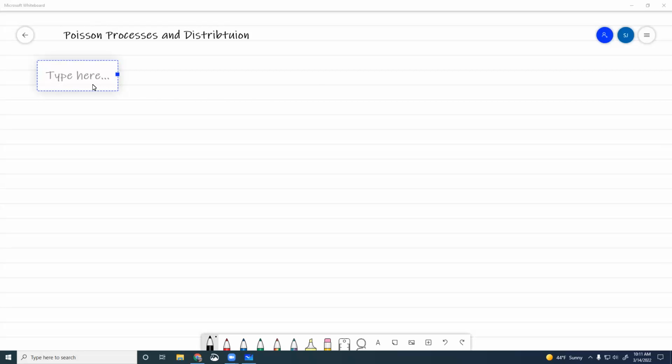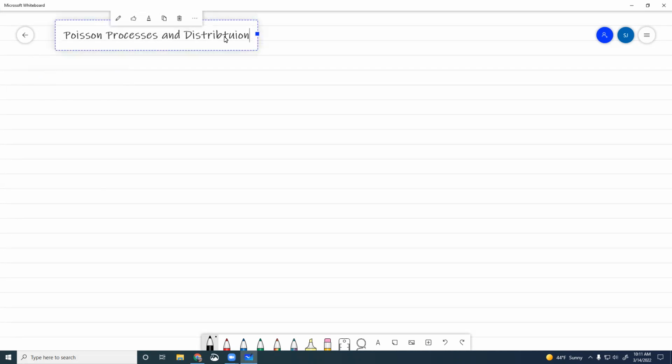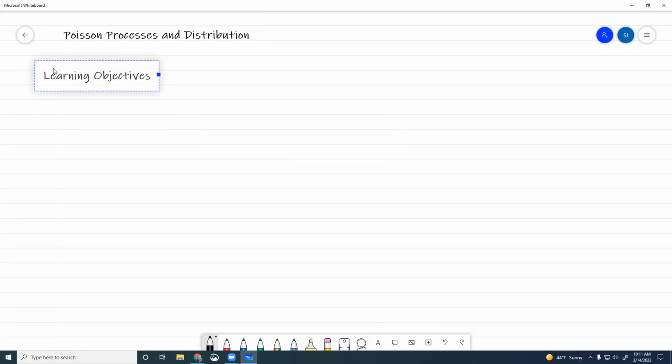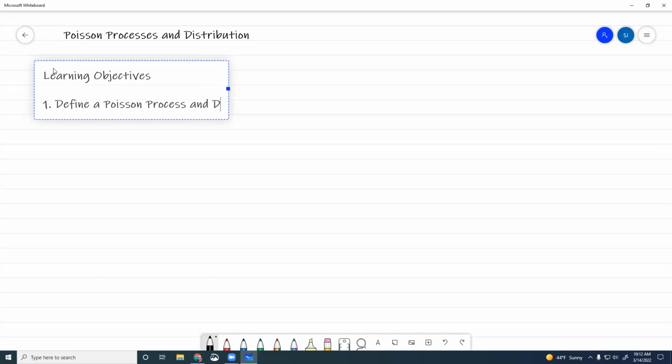Today we're going to talk about Poisson processes and the Poisson distribution, if I can spell it correctly. Our learning objectives for today are: first, we're going to define a Poisson process and its distribution.